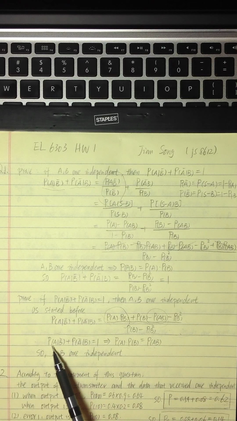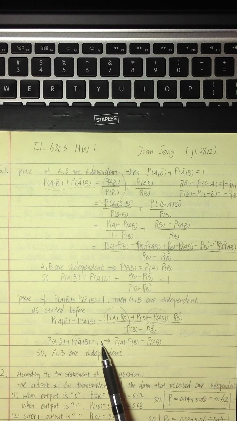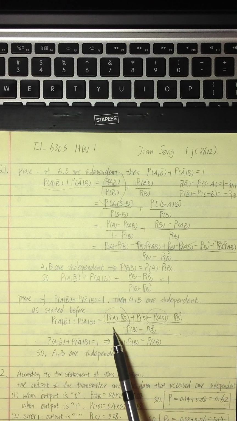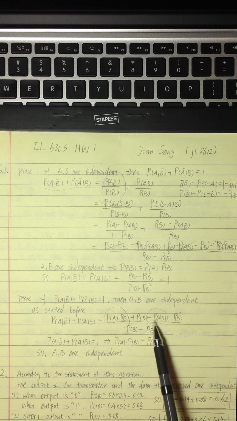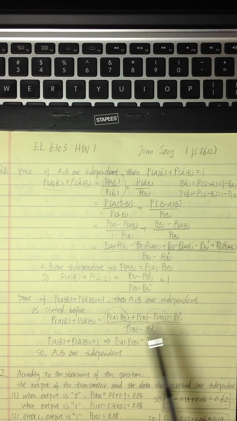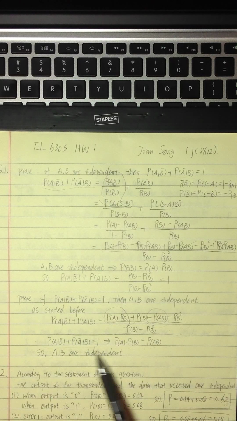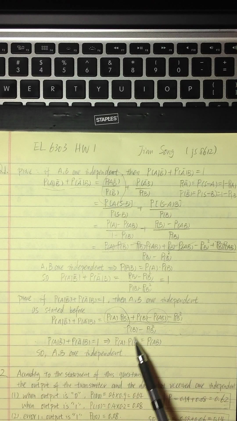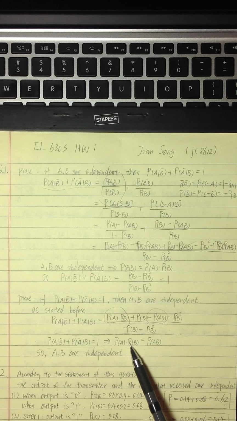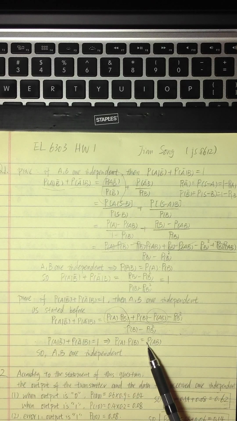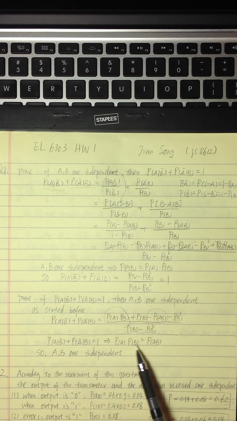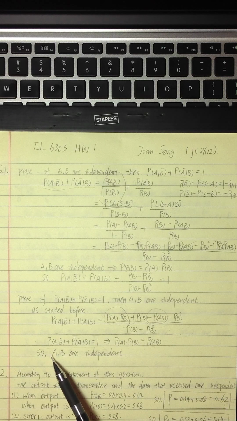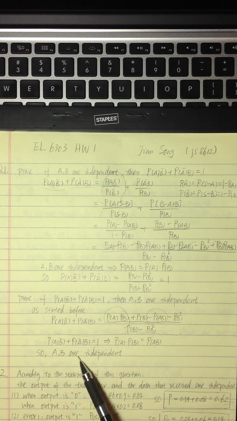We have assumed that the combination of these two conditional probabilities equals 1. So in this fraction, these two parts have to be cancelled. Then this equation will be true, which means probability A times probability B equals probability A times B. And this is the independence definition. So we have proved that A, B are independent.